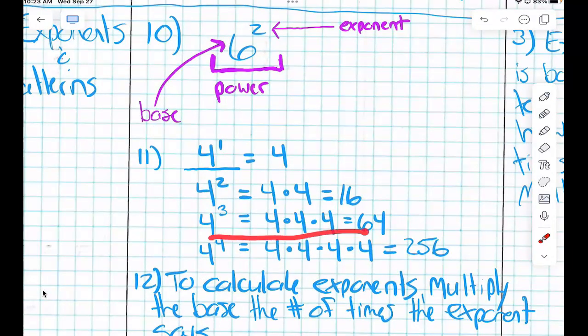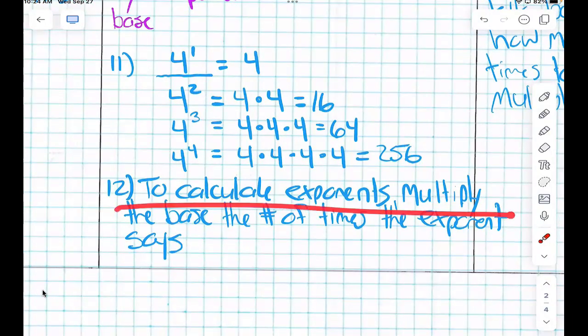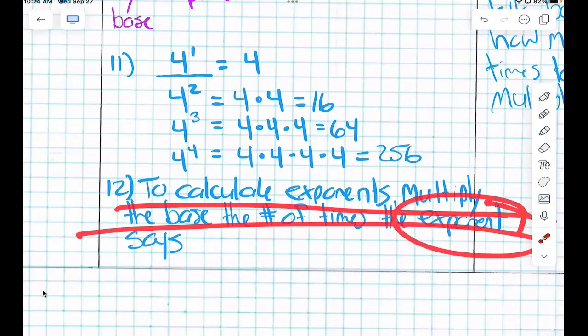Let's use this example right here. This is the exponent, it's the boss, right? It's telling the base what? To multiply itself 3 times. Since the exponent is 3, it's telling the base to multiply itself 3 times. So it's 4 times 4 times 4. And that is what? 64. So to calculate exponents, you multiply the base the number of times the exponent says.